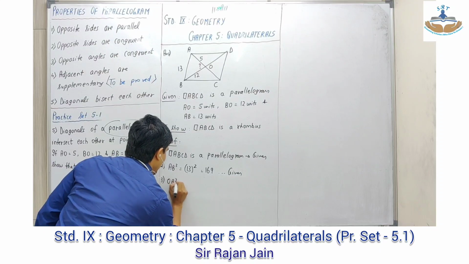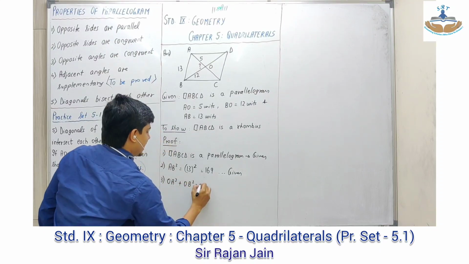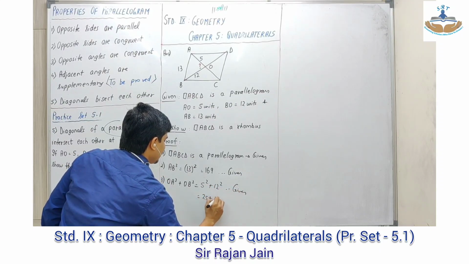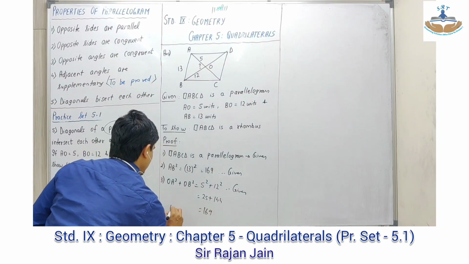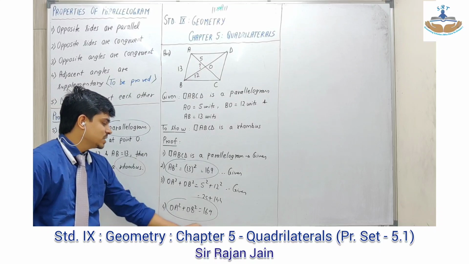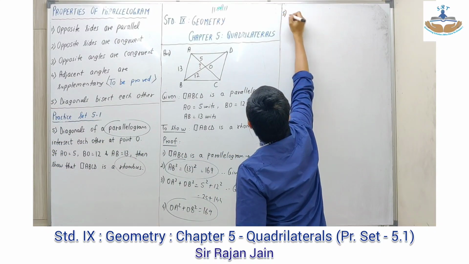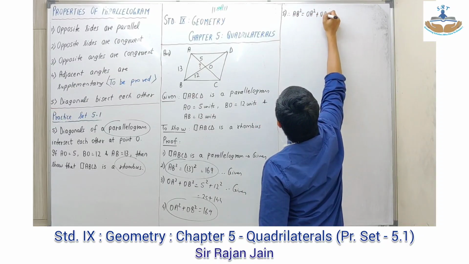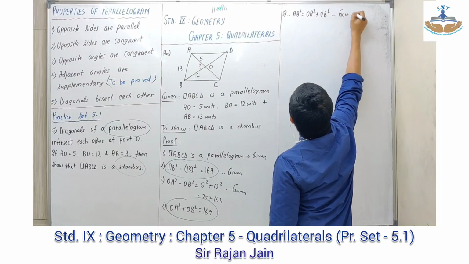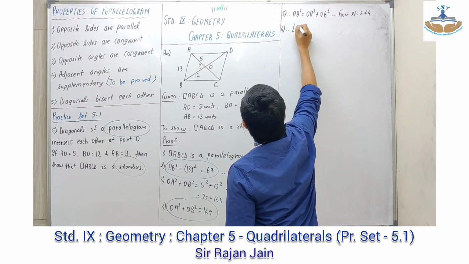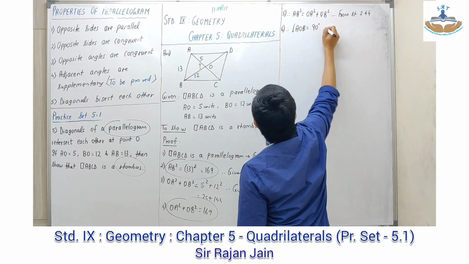So I'll find OA square plus OB square, that is 5 square plus 12 square. Again the values are given, which is 25 plus 144, answer turns out to be 169. So OA square plus OB square का answer आया. Now if I go to see, AB square is 169, OA square plus OB square is 169. So I can conclude, therefore AB square is equal to OA square plus OB square. Reason you will write from step number 2 and 4. Therefore, angle AOB is equal to 90 degree.